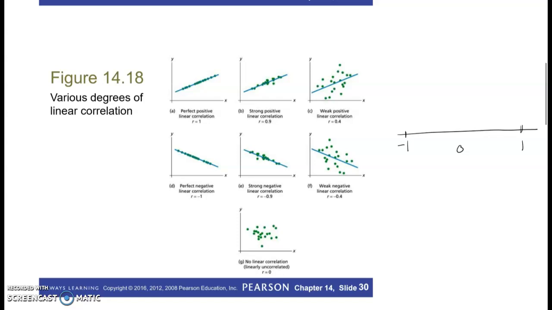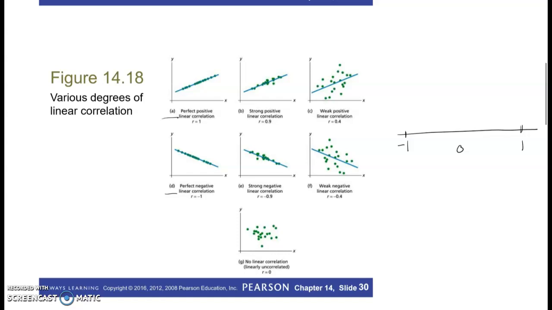If it is 1, as in A, or exactly -1, as in D, that's a perfect correlation, and perfect meaning every single point, every piece of sample data fits perfectly on our regression line. Now, that often doesn't occur. So if we have, as indicated in B and E, our values very tightly surrounding that regression equation, we would have what we call a strong correlation.